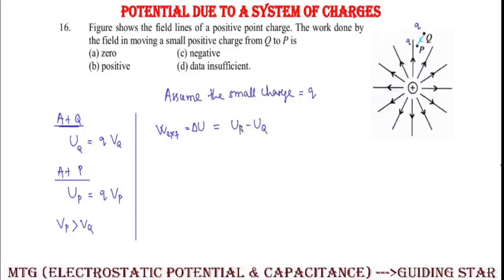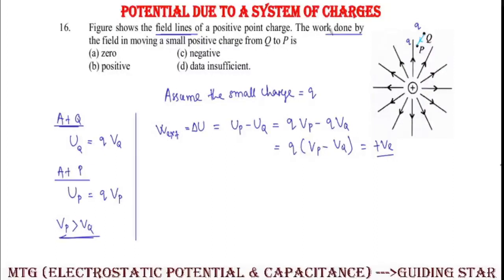Final potential energy is at P and initial potential energy is at Q. So this is the change in potential energy of the system. So UP is q into VP minus q into VQ, so q into (VP minus VQ). That means this will be positive as VP is greater than VQ. But here it is asking what is the work done by the field.